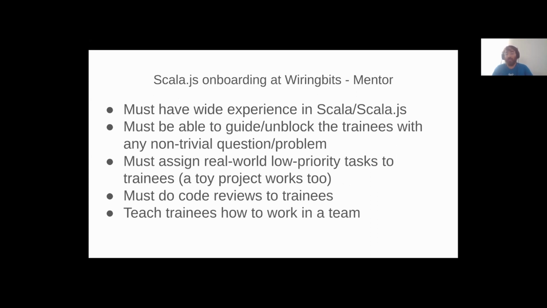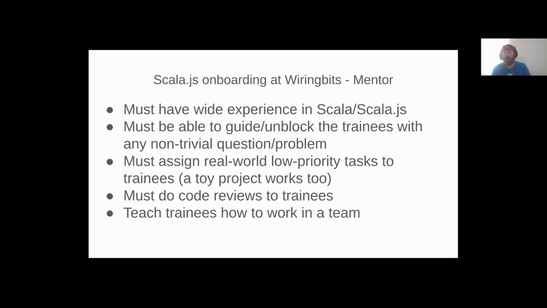On the mentor side, it is important that the mentor has wide experience with Scala and Scala.js, because the mentor is the one who will be able to guide and unblock the trainees with anything non-trivial that happens to them. For example, a trainee doesn't need to bother about learning how SBT works or how you structure a project. They just need to go and do their work, which is doing something in Scala.js.